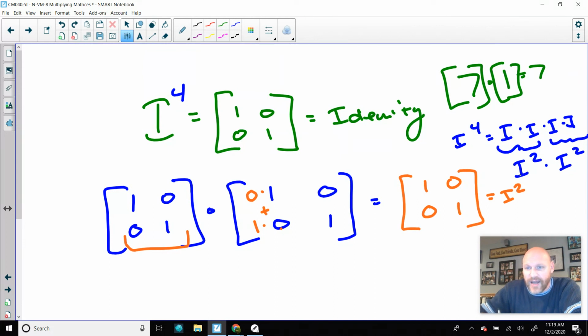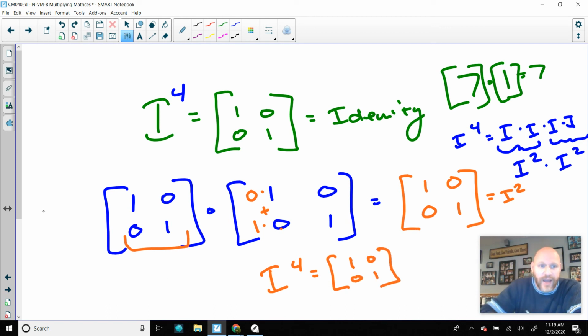So now I'm going to take I squared and multiply it by I squared. Well, that would be the same as 1, 0, 0, 1 times 1, 0, 0, 1, right? It's the two identity matrices multiplied together again, so I to the power of 4 is just going to be 1, 0, 0, 1.